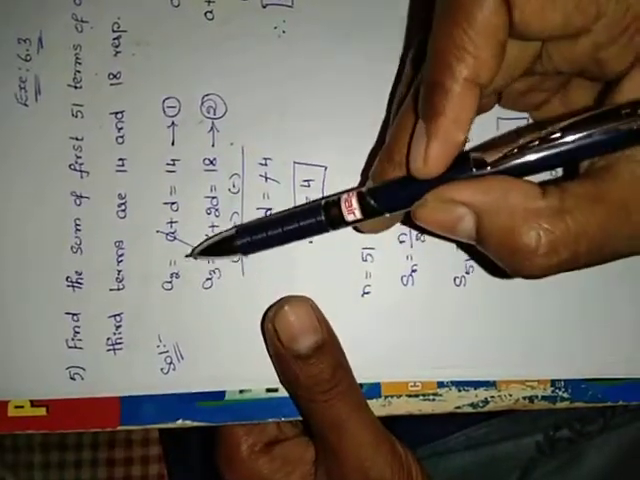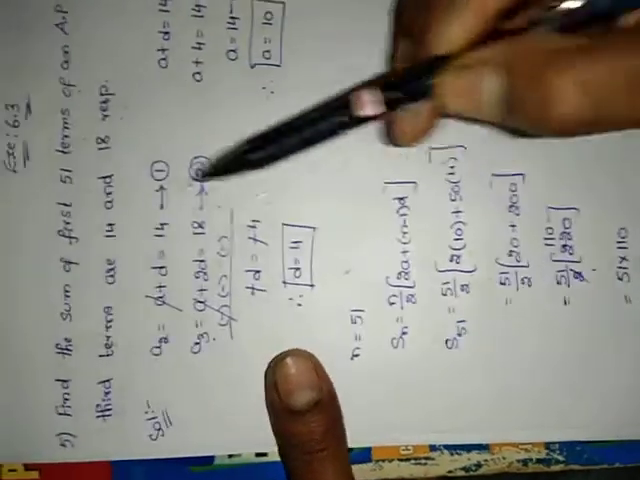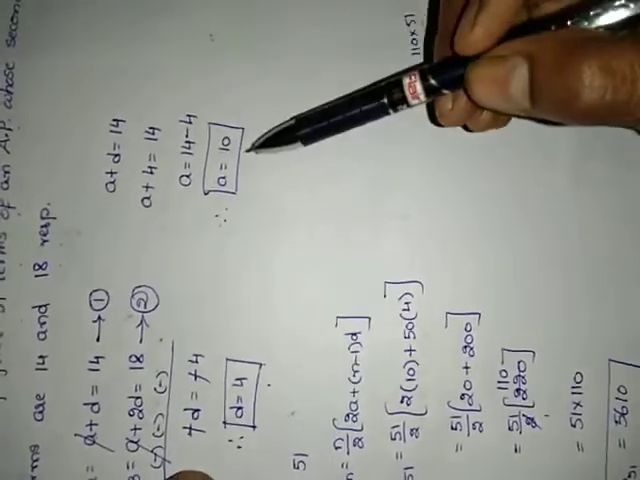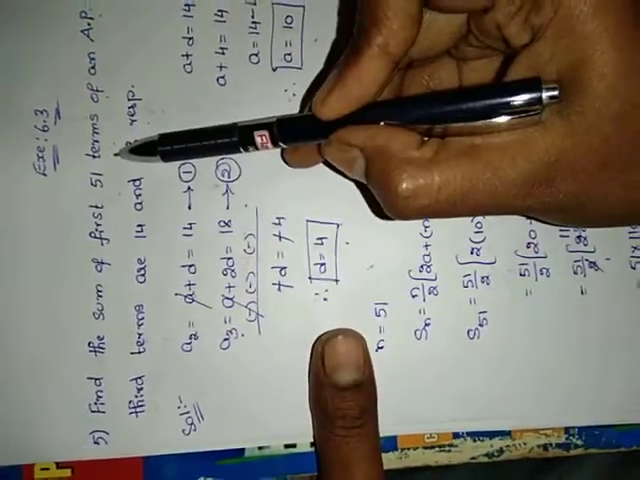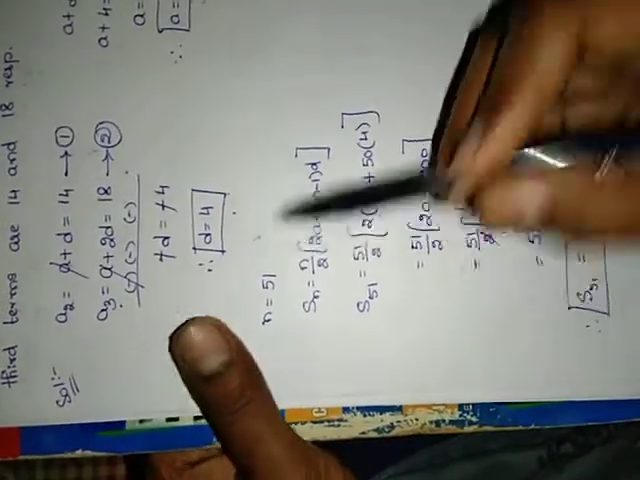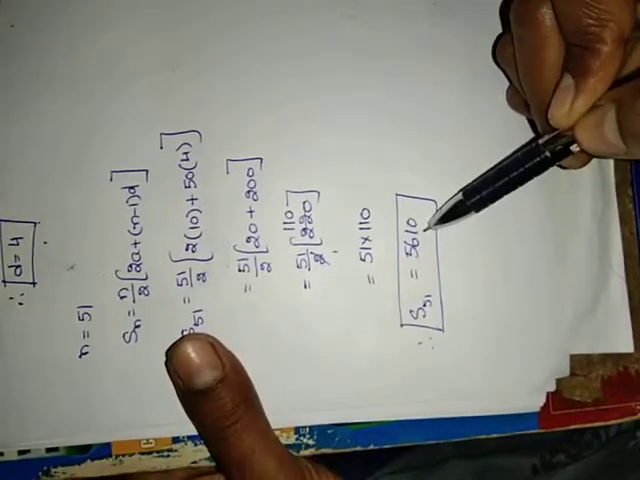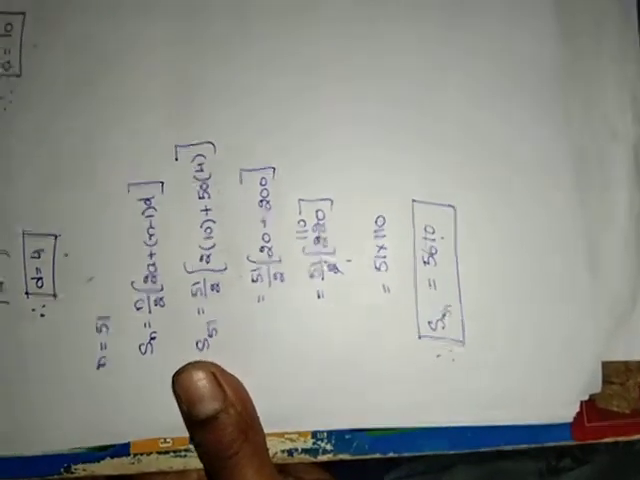Did you understand now what we have done? They have given A2 and A3. We have solved it and got the D value. This value I substituted in equation 1, so I got the A value. A and D values are there, and they ask you to find the sum of first 51 terms, so n is also there. By substituting in the formula I got S51 equals 5610. That's all. Problem is over. Shall we go to the sixth one then?